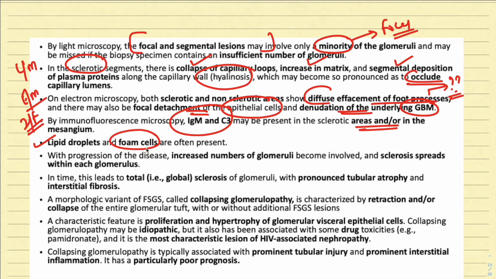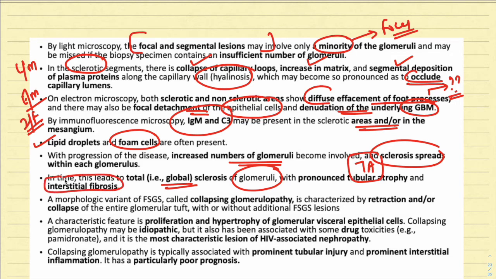As the disease progresses, more glomeruli will become involved and sclerosis is going to spread within each of the glomeruli. So the change will now become global. There will be global sclerosis of the glomerulus, total sclerosis. And not only that, the process will now start to involve the tubules. There will be tubular atrophy and there will be interstitial fibrosis as well.